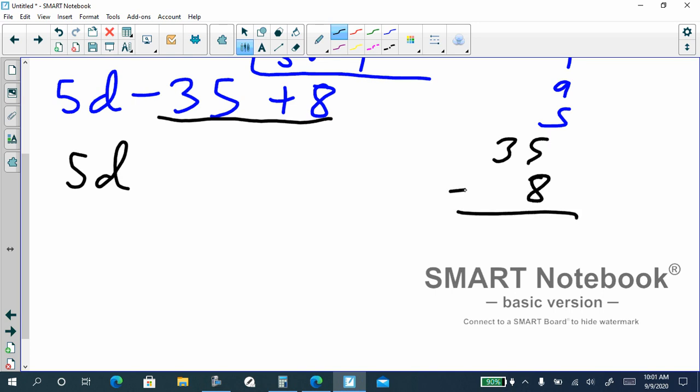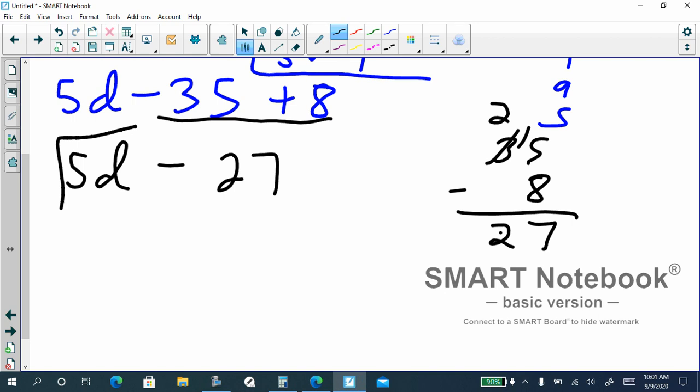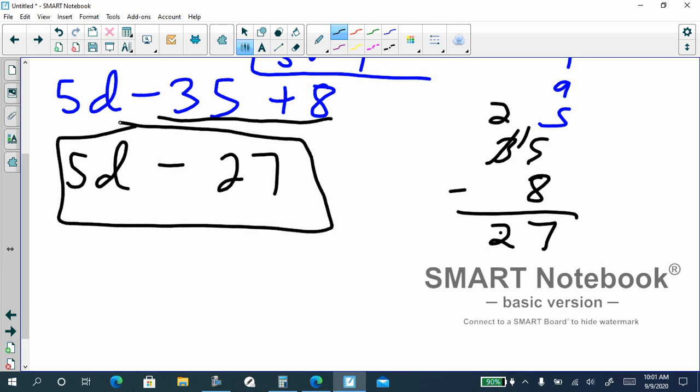If we subtract that, we have to borrow 1, which makes this 15. 15 minus 8 is 7. Bring down your 2. So we get 27. Take the sign of the bigger number. Those are not alike, so we stop there.